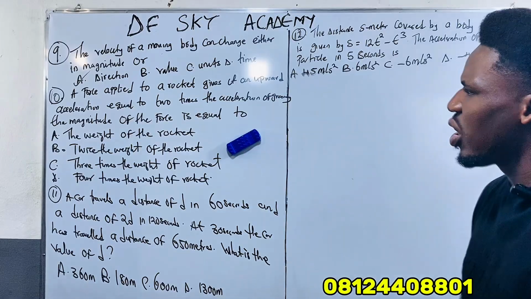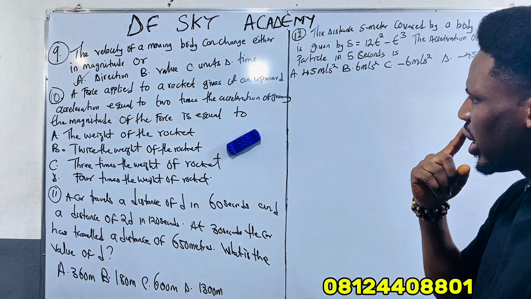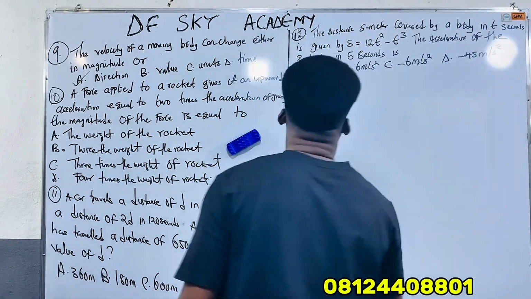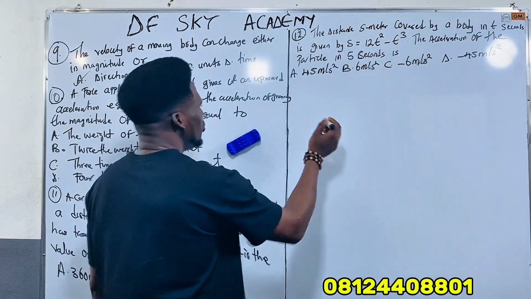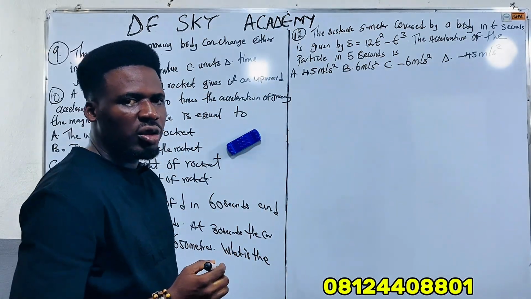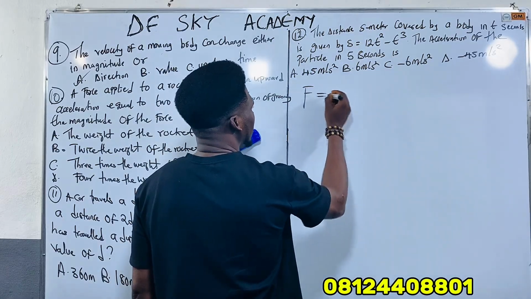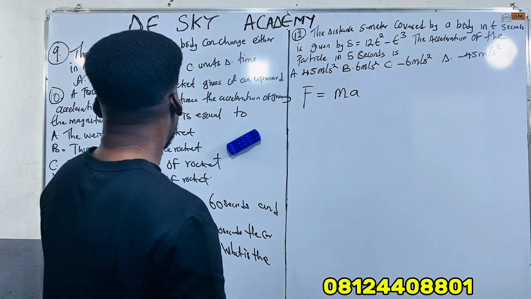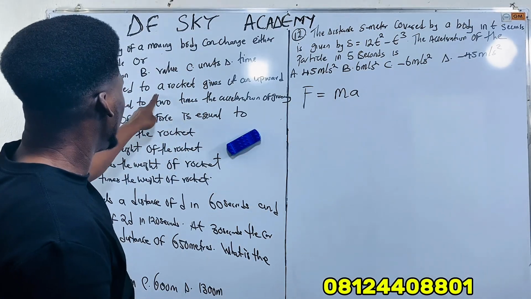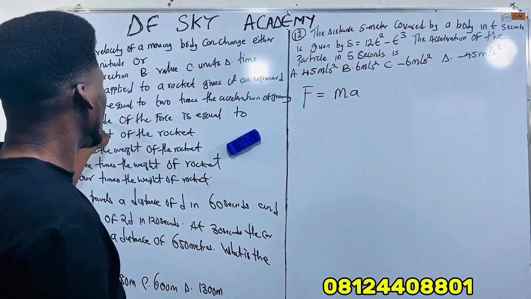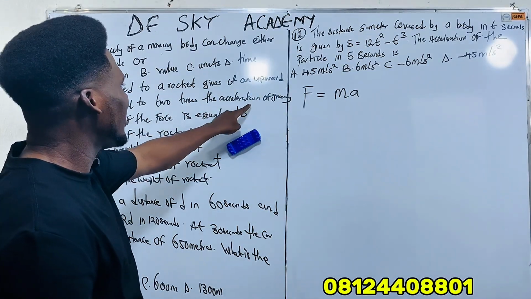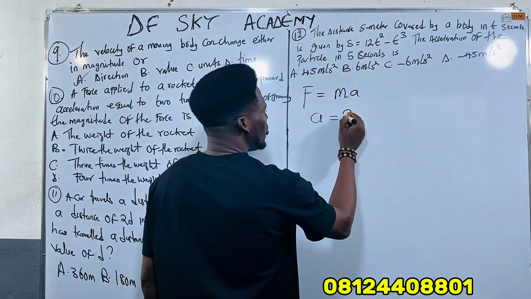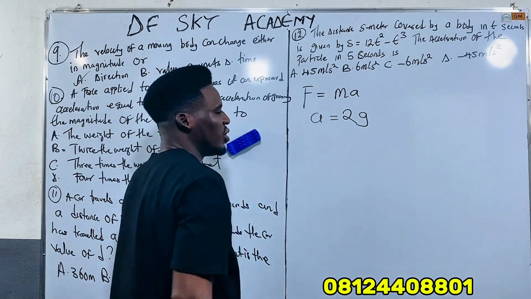So how do you solve this? Okay, we have force, we have acceleration due to gravity. How do we do that? First of all, you should recall from Newton's second law that F is equals to ma. Now, they said the force applied to a rocket gives it an upward acceleration equal to 2 times the acceleration due to gravity. That means the acceleration a is equals to 2 times the acceleration due to gravity.